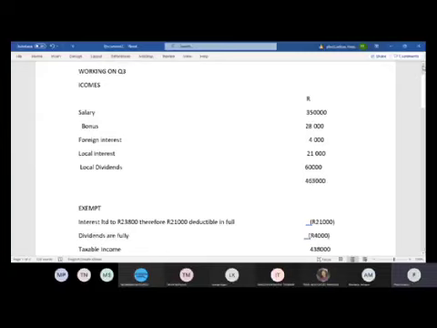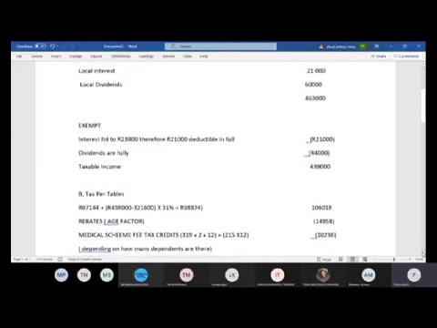Your foreign interest is 4,000 rand, and local interest is 21,000. Local dividends, I said local dividends of 60,000 rand. Let's look at our exempts. The interest is limited to 23,800 rand. Therefore, 21,000 will be deductible in full. It means that because it's not greater than 28,300 rand, it qualifies as a full exemption.